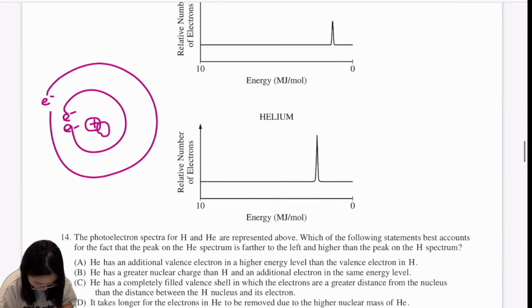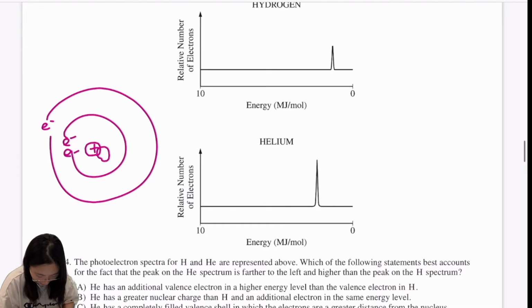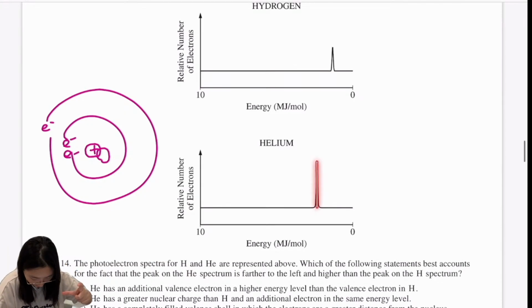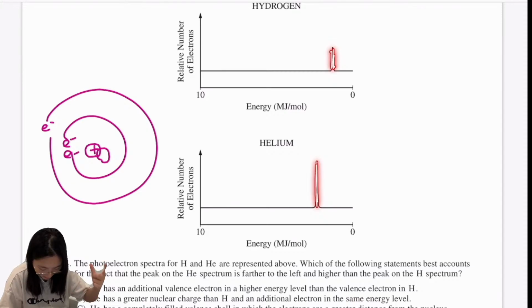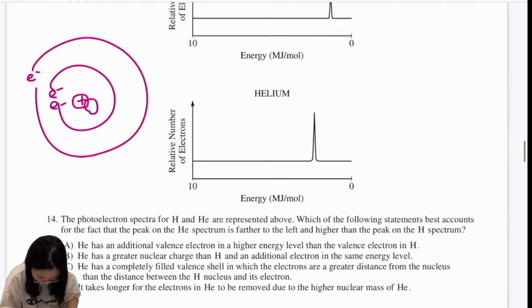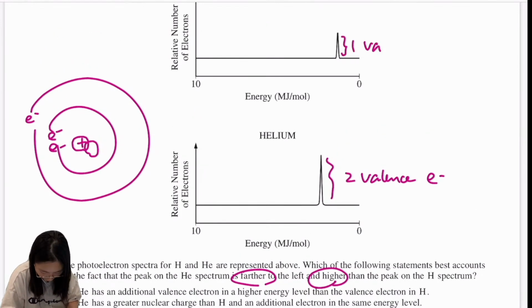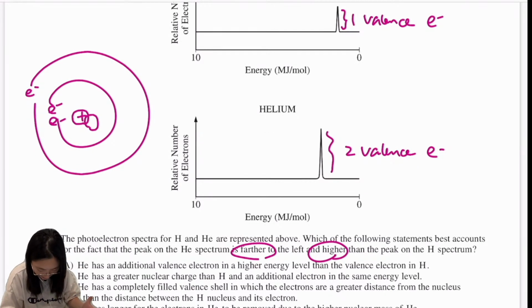So for the photoelectron spectra for hydrogen and helium, hydrogen has a lower peak, helium has a greater peak. The height of the peak represents the number of electrons. So helium has twice as high a peak as hydrogen. That's because helium has 2 valence electrons while hydrogen has only 1 valence electron. So which one best accounts for the fact that the peak of helium is farther to the left? Oh, and higher. For the higher, it means 2 valence electrons, while it's only 1 valence electron for hydrogen. And when it's farther to the left, it means the greater energy.